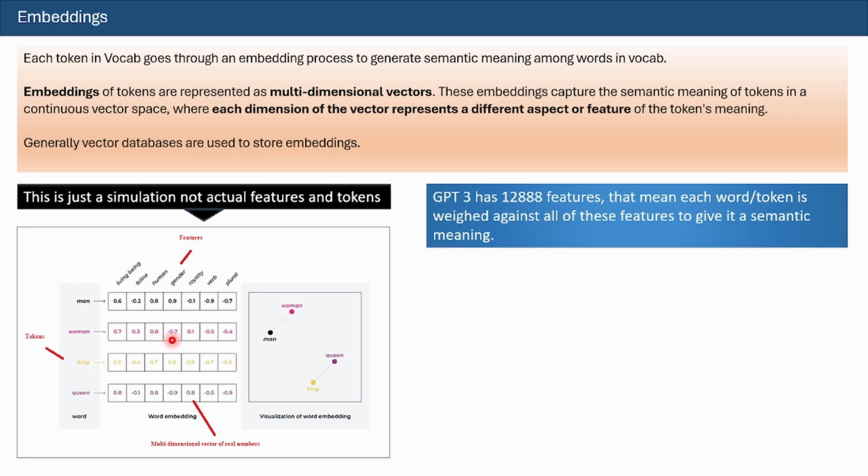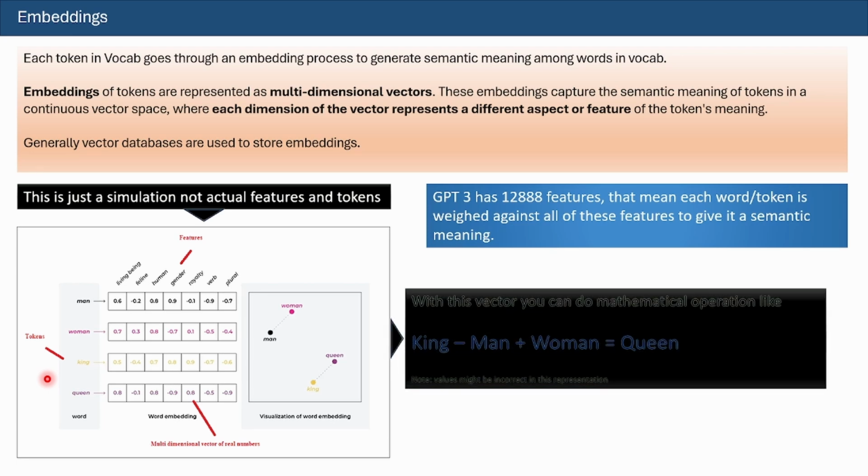Important note here, this is only a simplified simulation. Real models don't use human-readable labels like royalty or gender. They use abstract dimensions that the model learns on its own. But the idea remains the same. All these numbers together form a point in a high-dimensional space. On the right side of the image, you can see this idea visualized. Words like man, woman, king, and queen appear as dots in space, and the distance between them represents meaning. Words with similar meanings appear closer together.